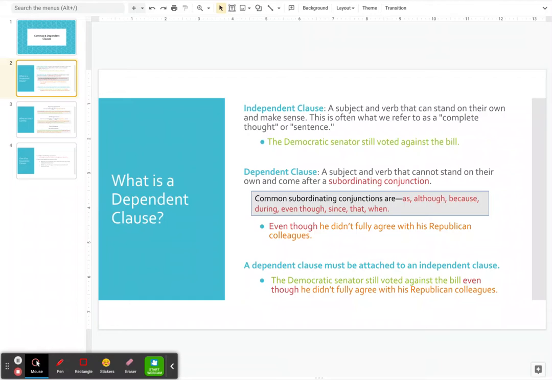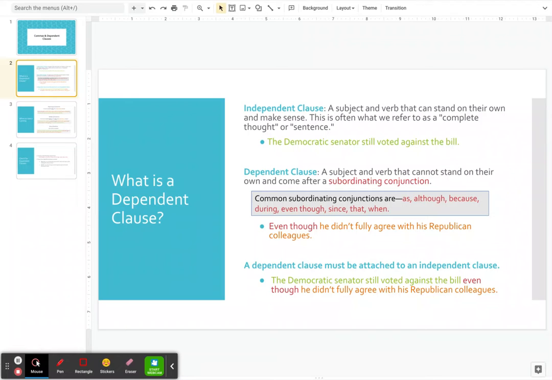Now, a dependent clause will also have a subject and verb, but it cannot stand on its own as a complete thought, and it will start with a subordinating conjunction. There are a lot of subordinating conjunctions out there, about 50, but the most common ones are as, although, because, during, even though, since, that, and when. So here's an example dependent clause: even though he didn't fully agree with his Republican colleagues.